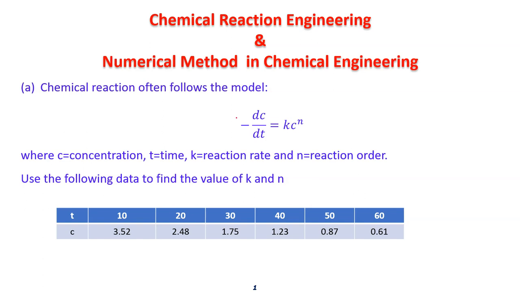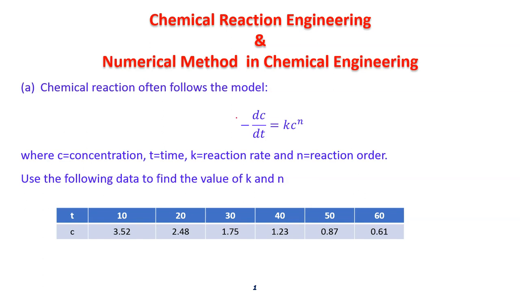That is, minus dC_A by dt is equal to K C to the power n, where C is the concentration, t is time, K is the reaction rate constant and n is the reaction order. Use the following data. Find the values of K and n.